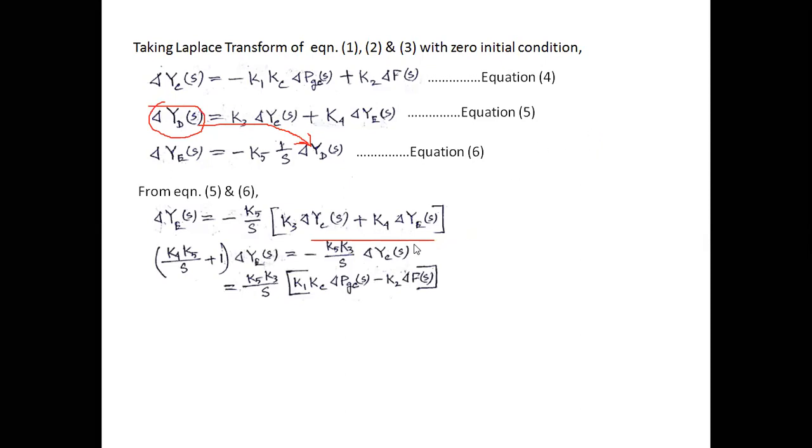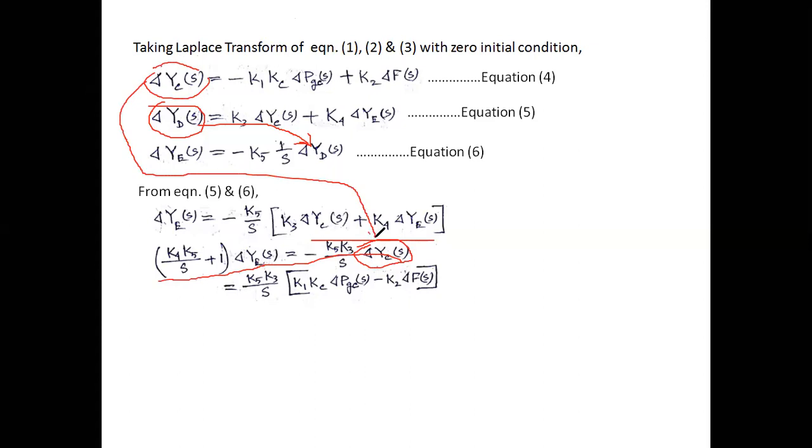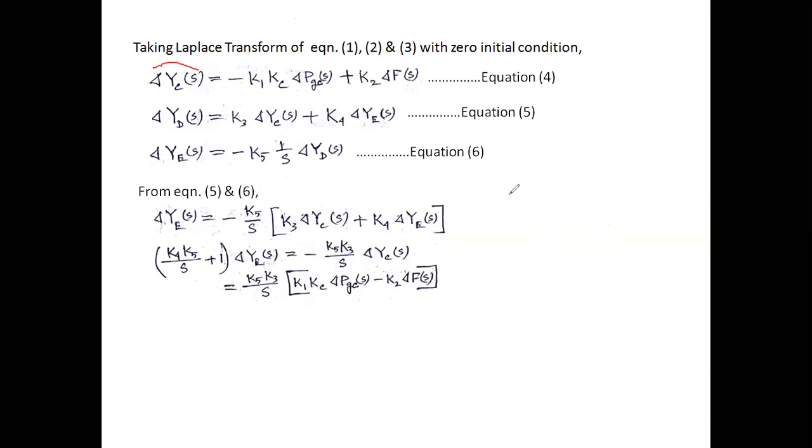Now next, after separating the del YES part, we have this equation. After separating this one, we got this equation. Now here del YCS, we get it from equation number 4. Just put this expression and we will get this. So you can say this is very easy.